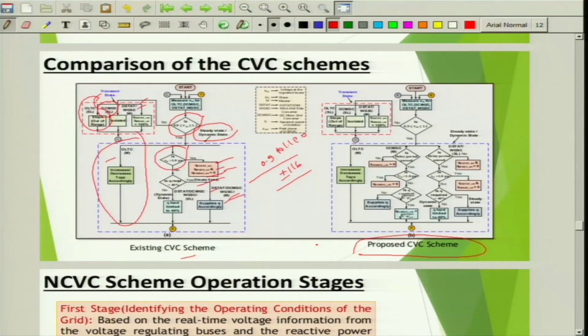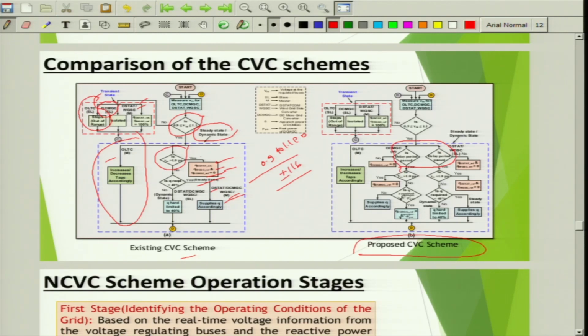So what we are trying to say is, let us propose some CVC scheme which can help to operate OLTC, which can allow OLTC to freely exercise, and then we can ask these fast acting converters to act if required. So what changes have we made? First of all, everything looks the same, the only thing we have inserted is this part.